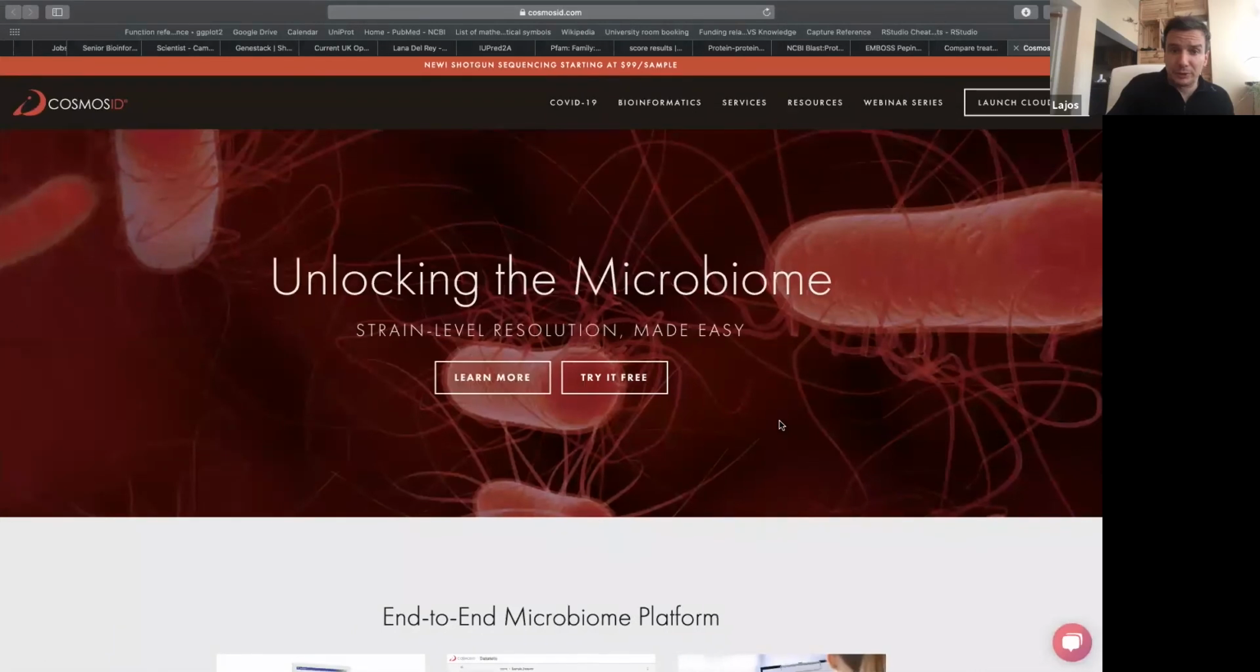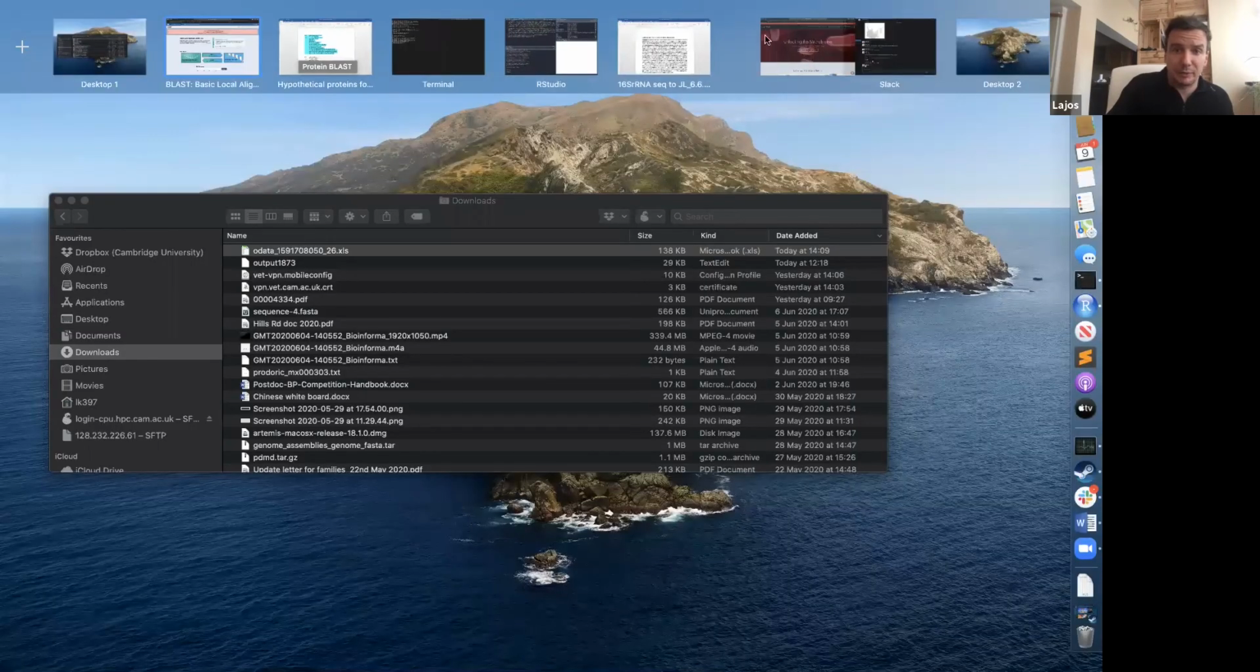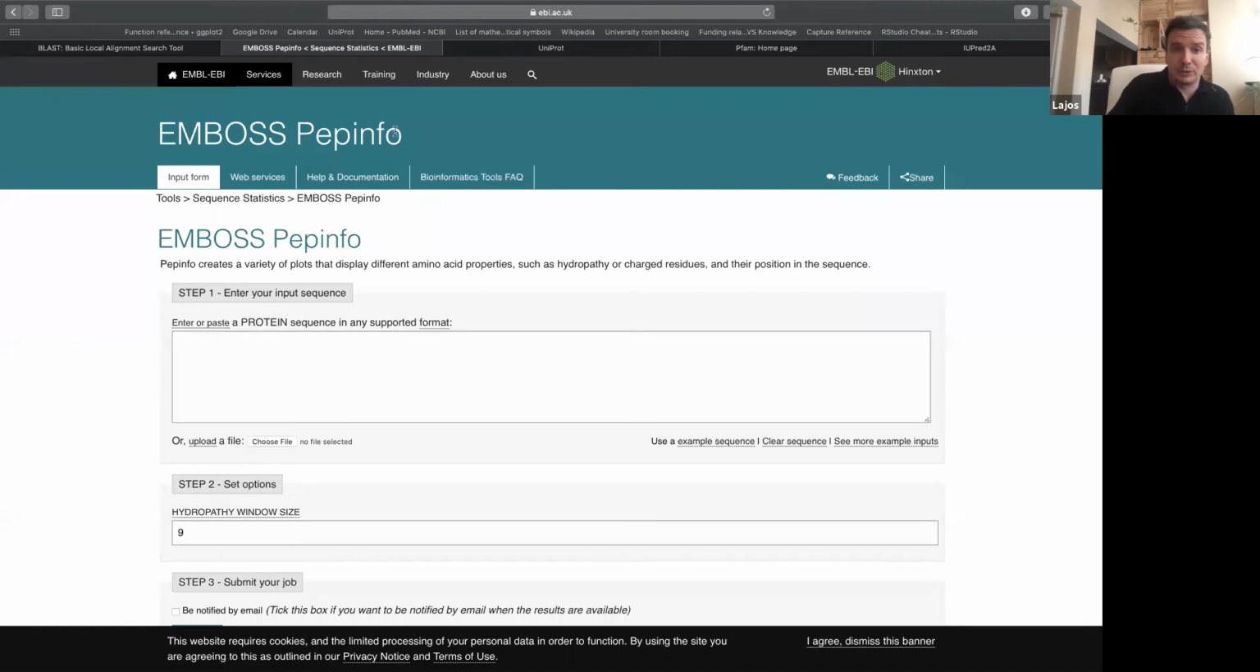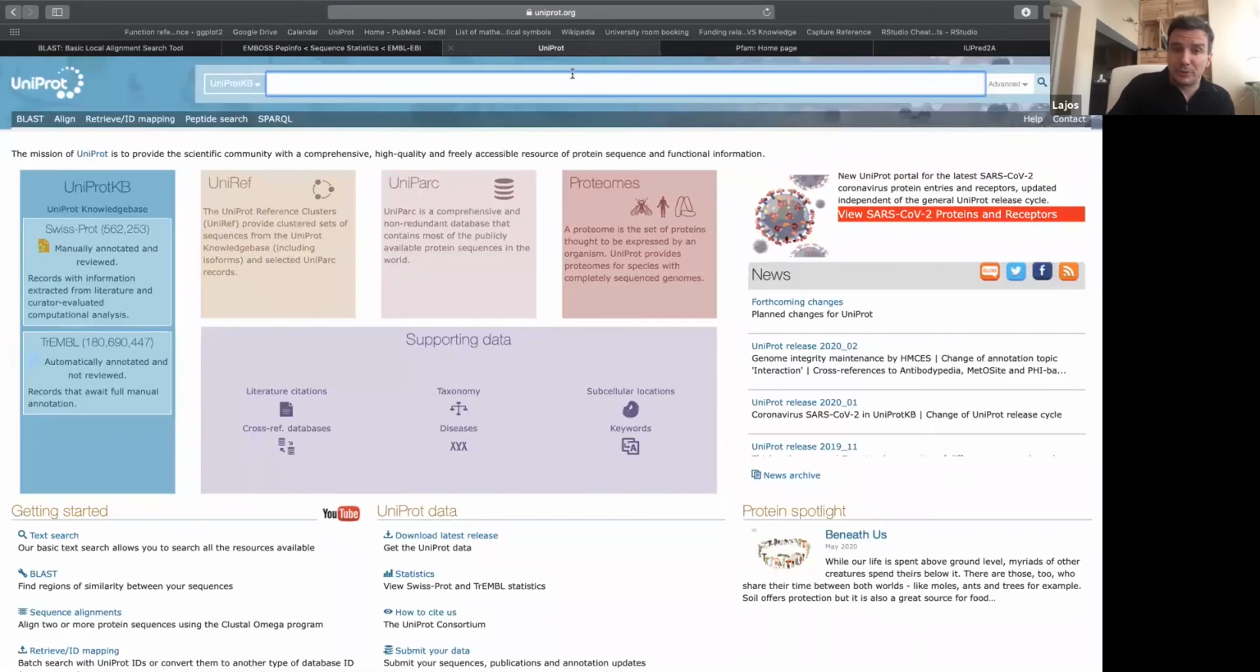So the basic tools we will use: of course, the protein BLAST today, the NCBI protein BLAST website. We will use the EMBOSS Pepinfo. If you just Google EMBOSS Pepinfo, this will be the very first link. We will use UniProt, which is one of the best protein databases. It's not just always very up to date, but it's also very well annotated. So in many cases, you will find a lot of very useful information about proteins in UniProt, much easier and much more than on the NCBI site.